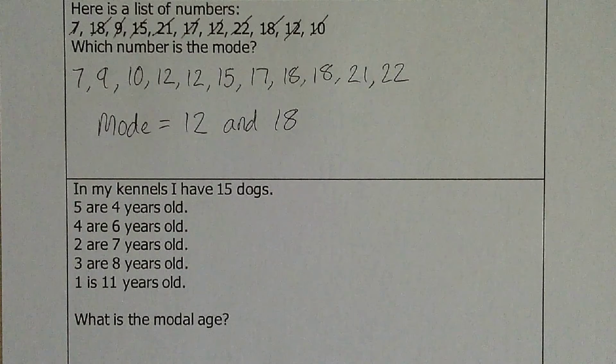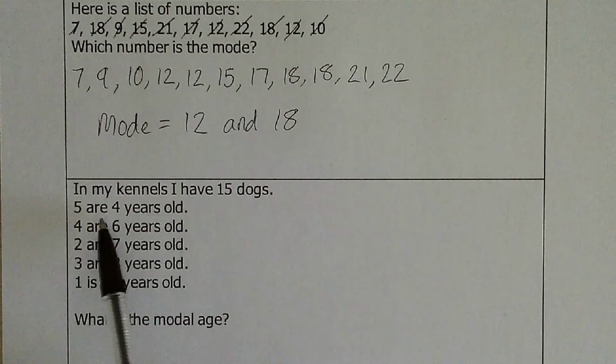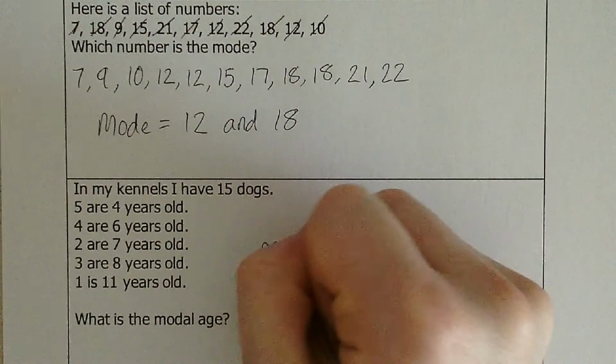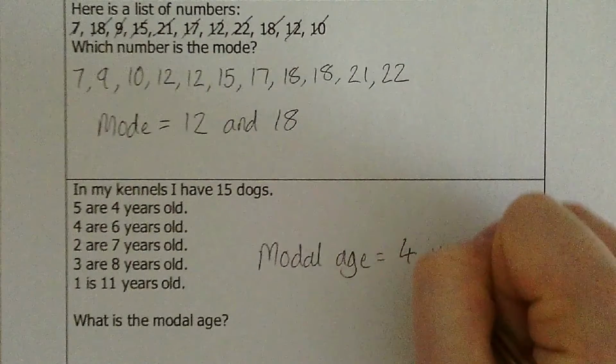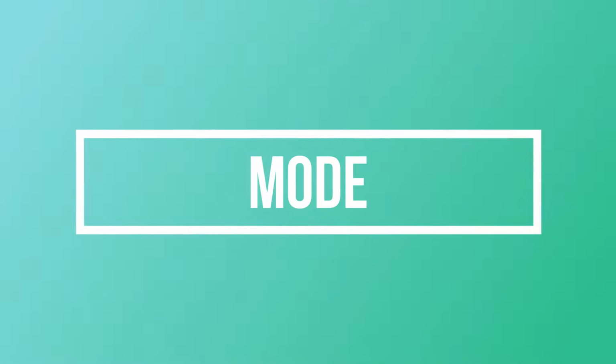Modal age is a way of asking which age appears the most amount of times. So again, we're looking for what has the highest amount. 4-year-old dogs appear the most amount of times. Therefore, the modal age is 4 years old. And that concludes today's lesson on mode.